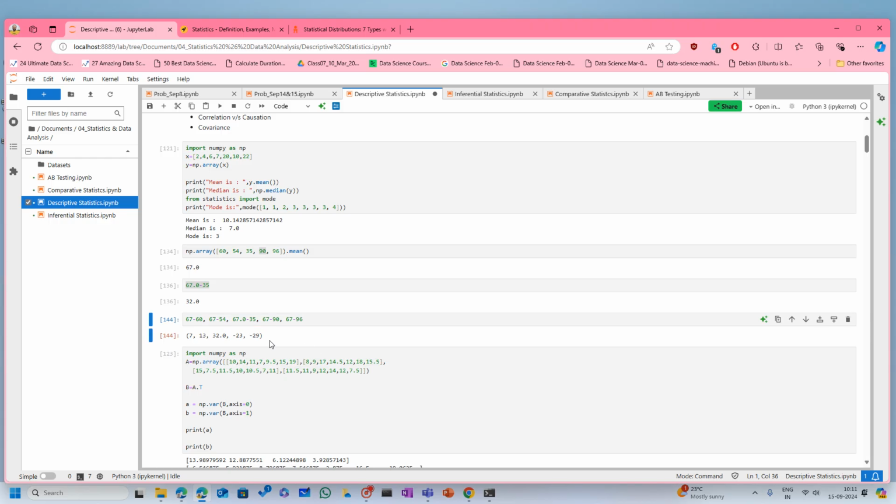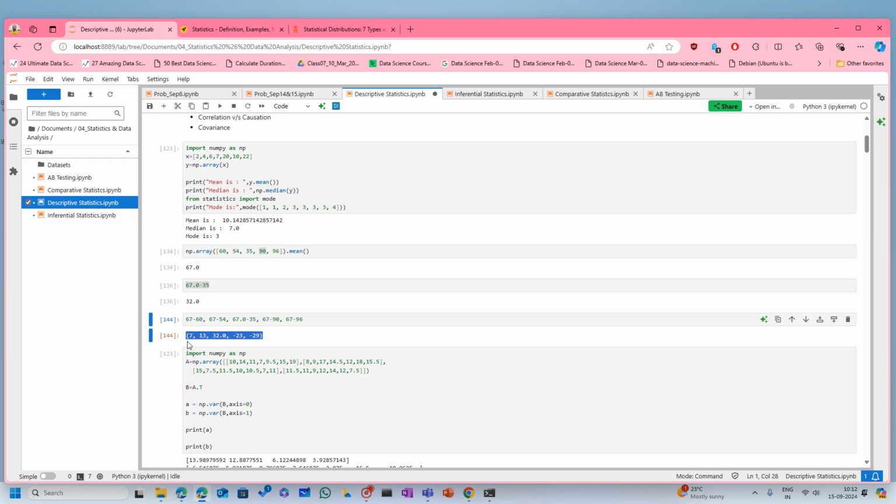So all these points, some are positive, some are negative. Basically, the average was 67. This person scored 7 marks less than the average. This person scored 13 marks less than the average. This person scored 32 marks less than the average. These people scored higher than average, 23 and 29 respectively. Actually I have taken mean minus this value, it has to be value minus mean, but either way.